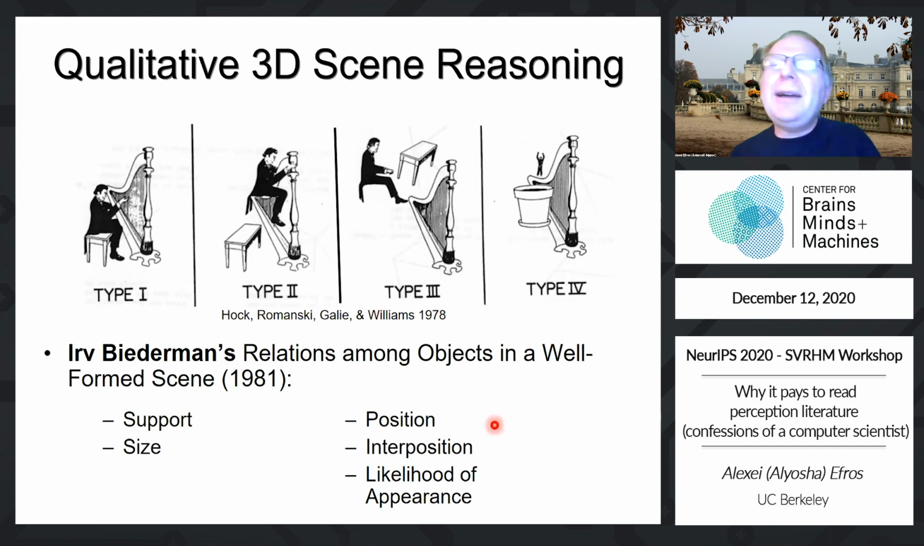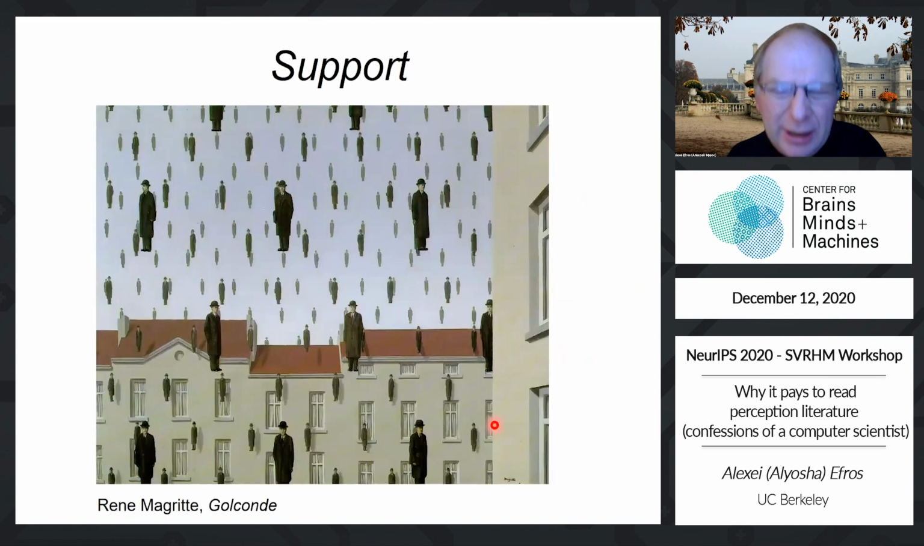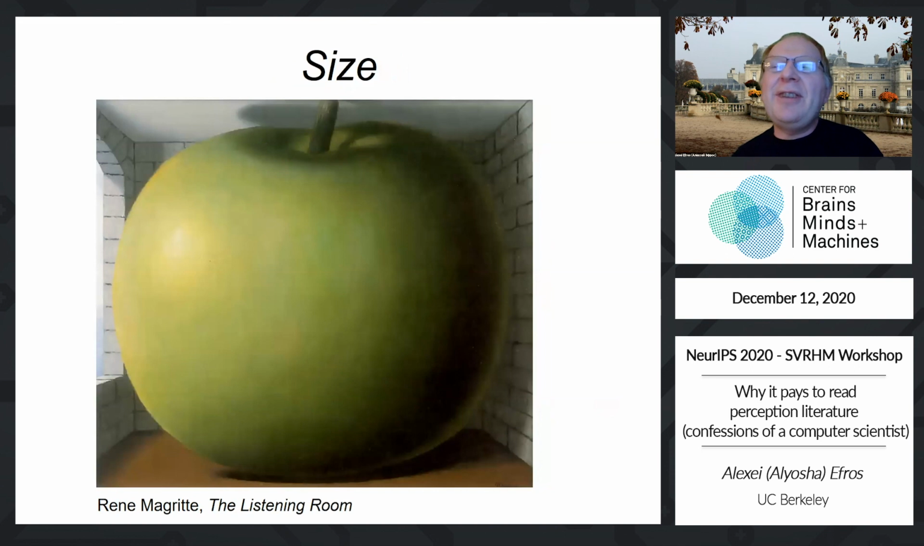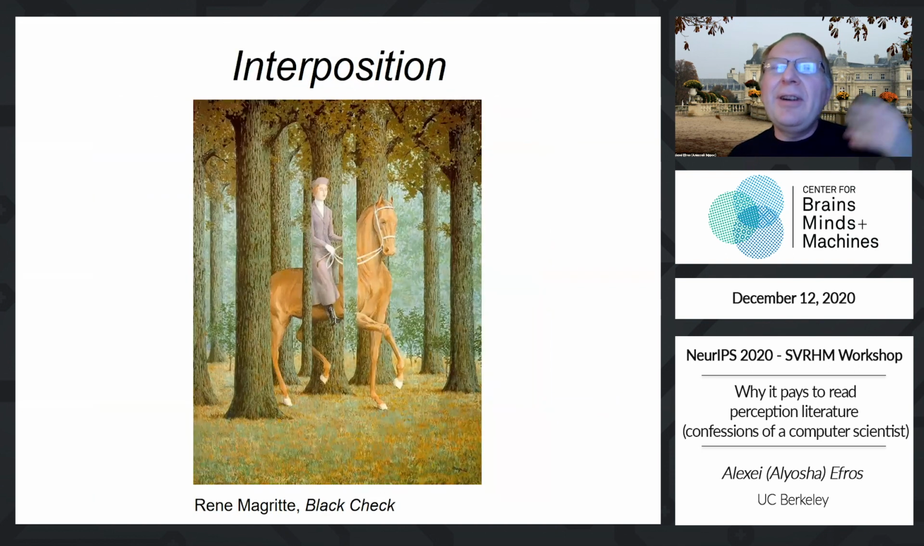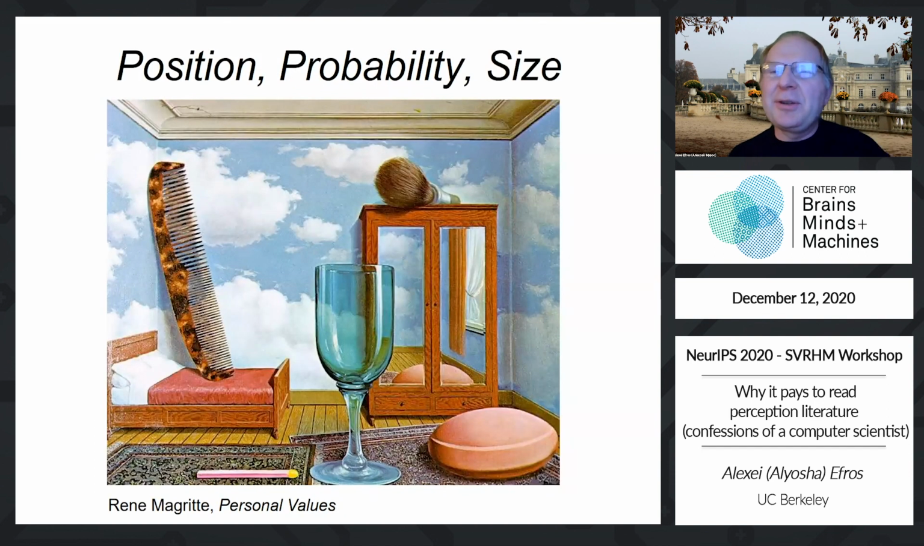And luckily, I was reading this paper, and I was also in Brussels, and I went to a Magritte museum, and I realized that Magritte apparently read Biederman, because he had all of these things in his paintings. So here is a violation of support. Here is a violation of size. Here is a violation of interposition. And here just everything goes bad. Position, probability, size, everything. Okay.